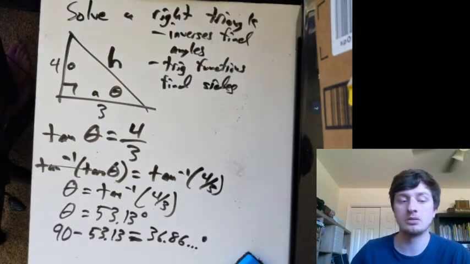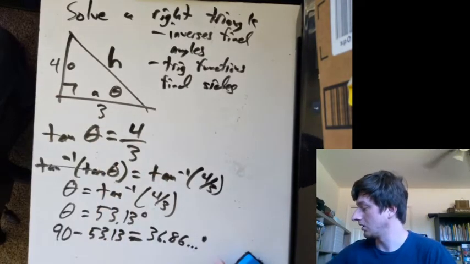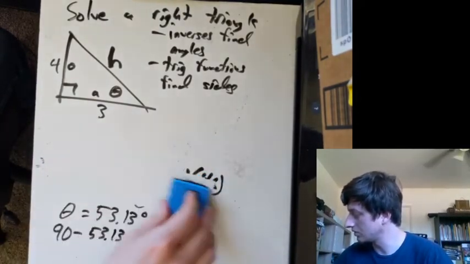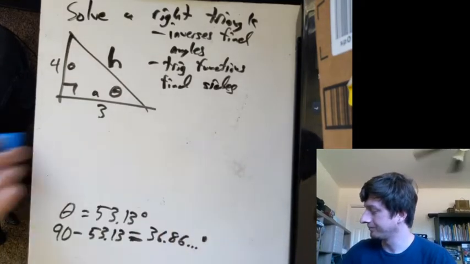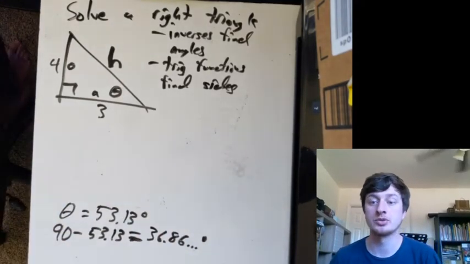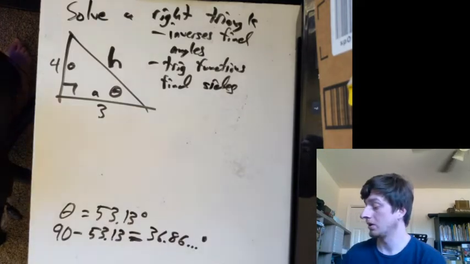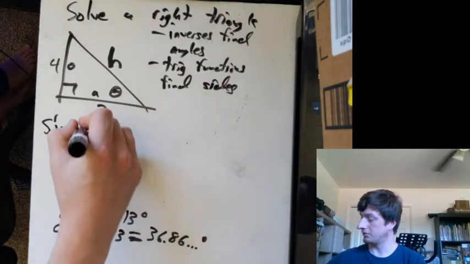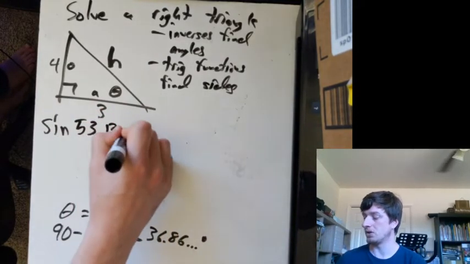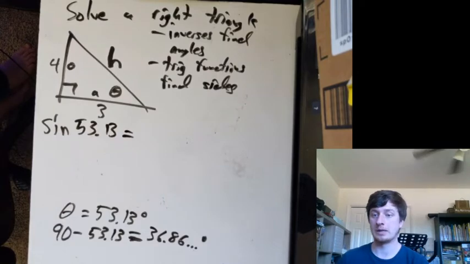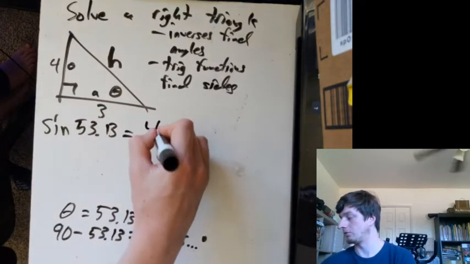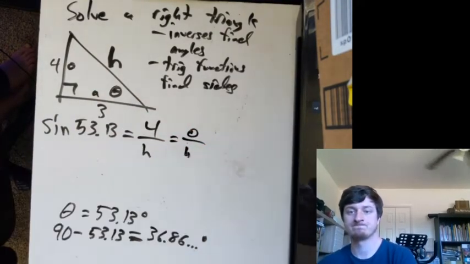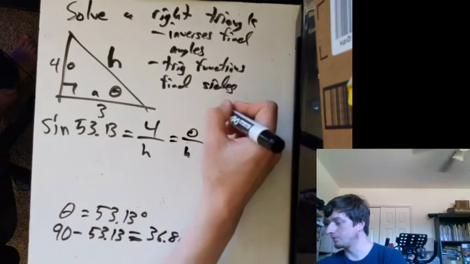Or you could use any of the other trig functions. I'm going to erase this work, except for the angle measures, because we need some space. So those are our two angle measures. We want to find h here. So there's a number of ways we can do that. We're going to use the angle and one of our trig functions. So I could use sine. Sine of 53.13 is going to be opposite over hypotenuse. That would be 4 over h. Opposite over hypotenuse, right?